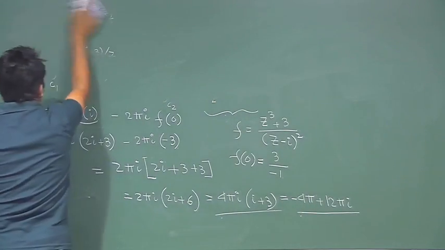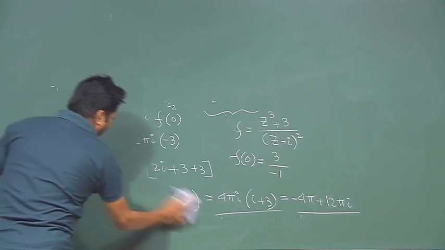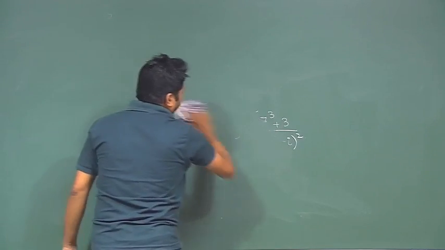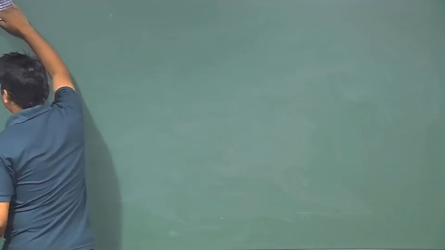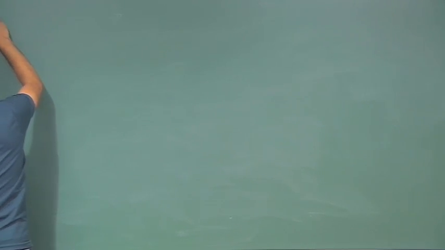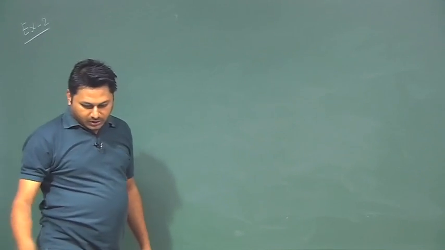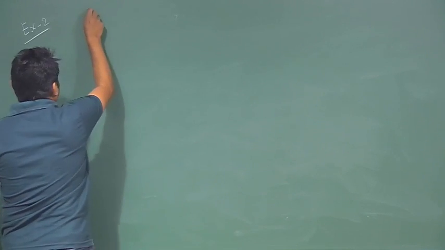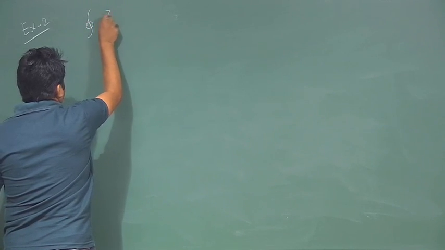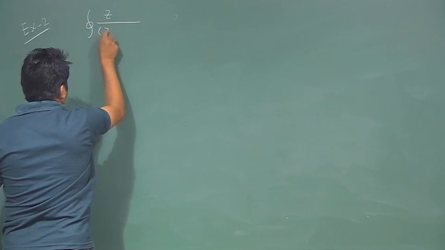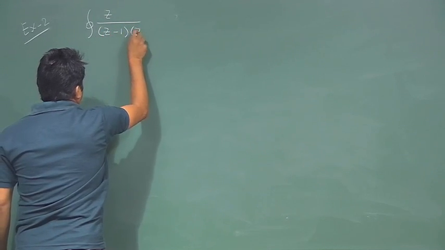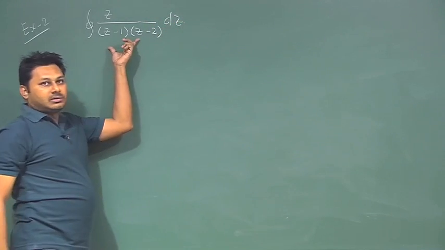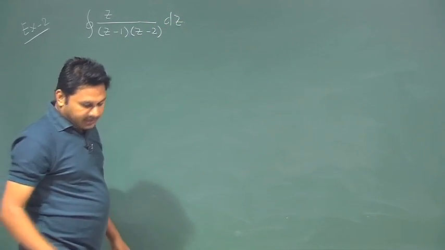So, let me erase this and try to calculate few other problems, so example 2, say example 2. So, the next problem I have is something like this: z divided by z minus 1 z minus 2 dz. This is the integration I need to do, where the contour is given like this.